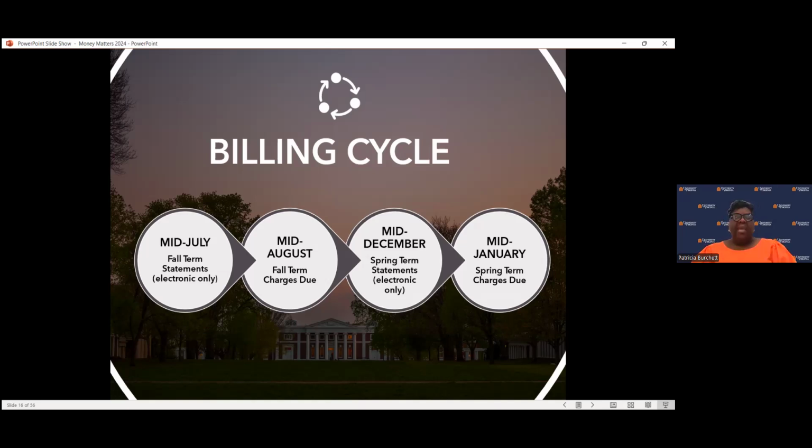So to restate, the fall term statement, which is the bill, is not going to be released until August the 6th. And on September the 6th is when the bill will be due. And that's only for this particular year because of the delay with FAFSA.